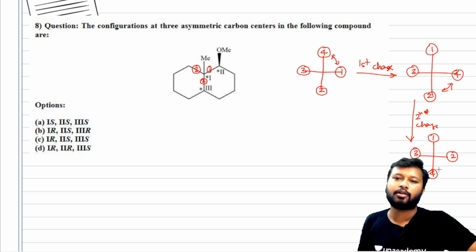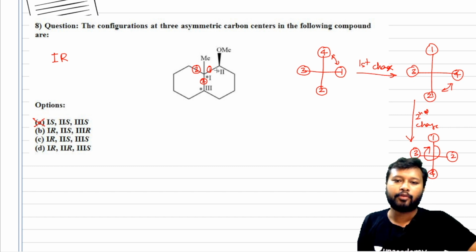Now you can find out the configuration. If you see the configuration, it goes like this, right? It goes clockwise. So the first is R, okay? So the first chiral center has R as the configuration. Now in that case, you can simply cancel out option number A, right? Option A can be simply cancelled out.